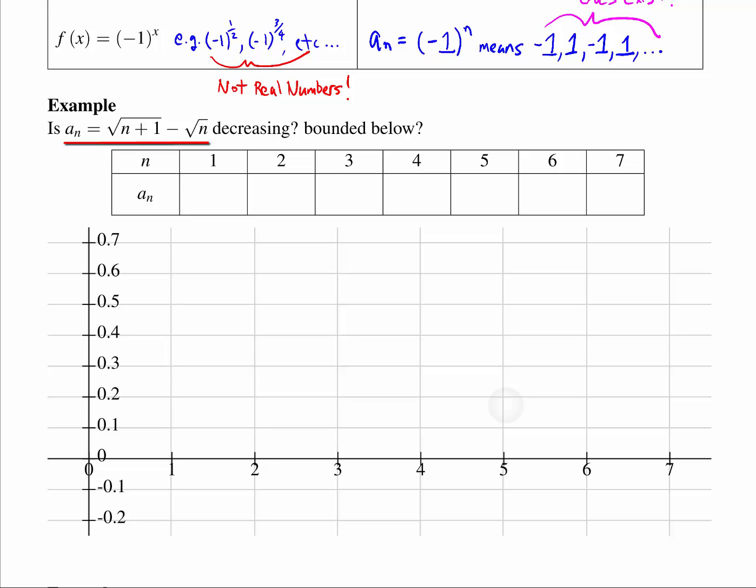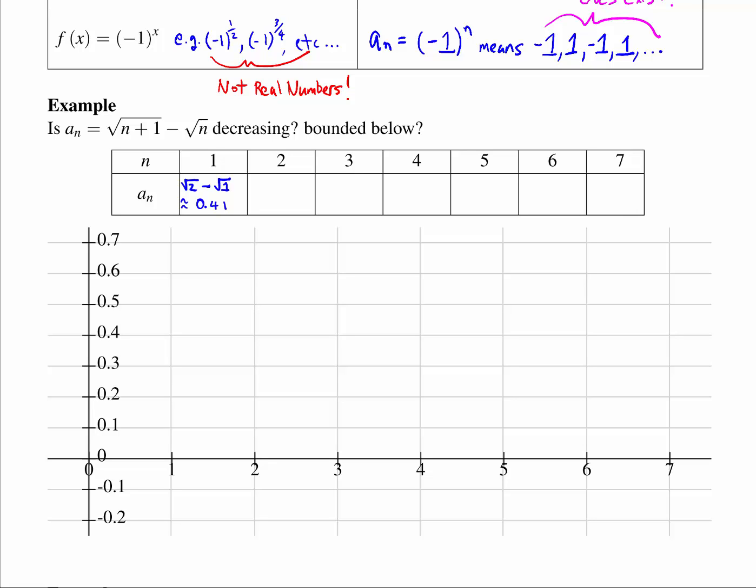And we could pose the question, is this sequence decreasing? Also, is it bounded below? Well, we can calculate the various terms in the sequence. By plugging 1 in, we find that a_n is equal to the square root of 2 minus the square root of 1, which is 1.41 minus 1, which is 0.41.